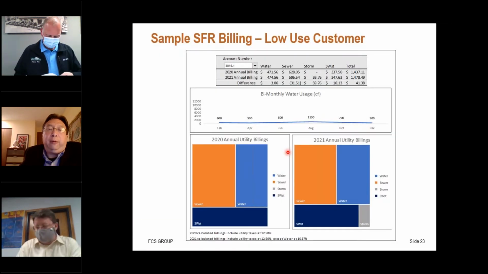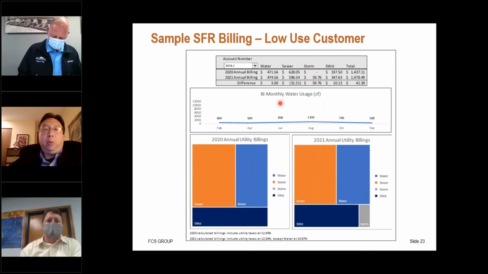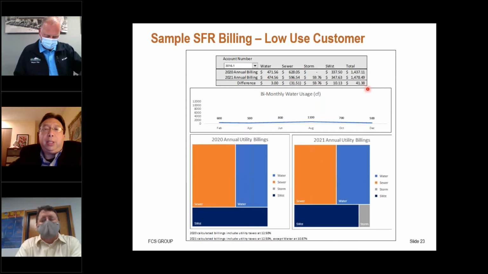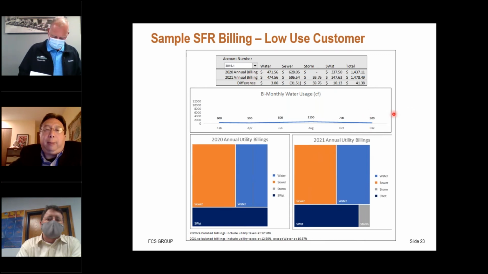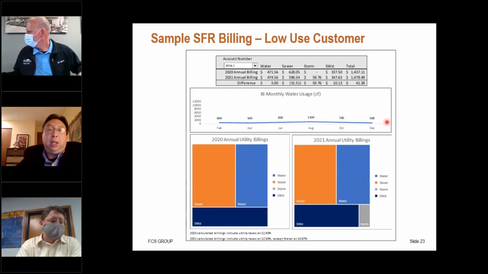As I mentioned, I have a couple of sample billings here. This is for an actual low use water customer. And what we see here is their total billing for this customer increases by about $40 every 2 months. And we can see where the changes are in terms of water, sewer, storm, and solid waste charges between 2020 and 2021. And this is just a graphical representation of that customer. As you can see, for this customer, they use a fairly low amount of water and it's pretty steady over the course of the 12 months.